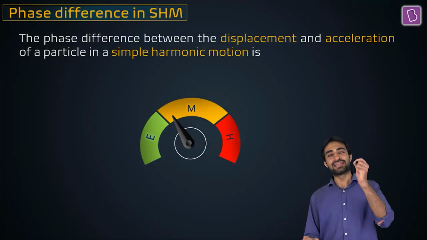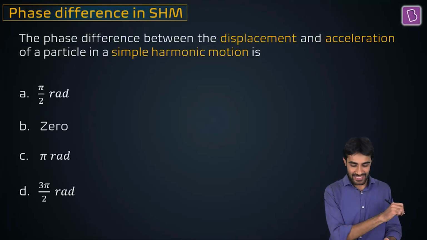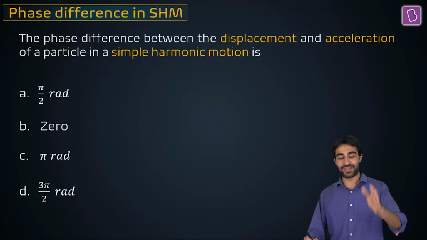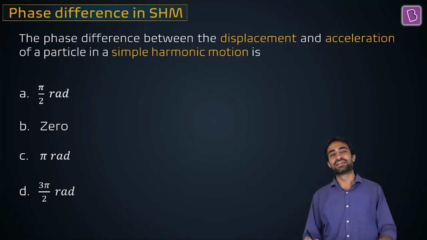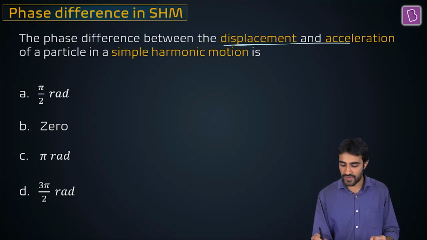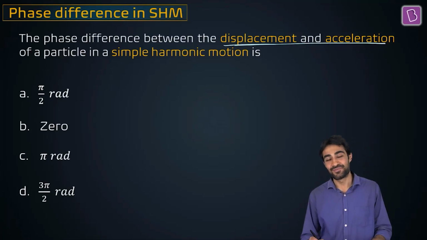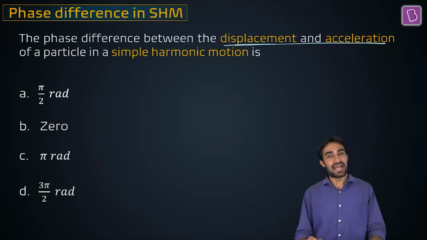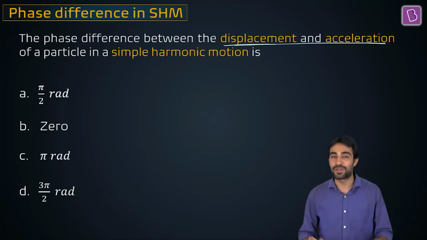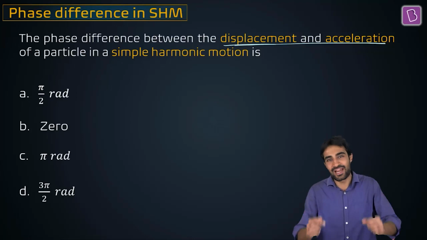Let's have a look at this question on simple harmonic motion. Question says, the phase difference between displacement and acceleration of a particle in SHM is. So some particle is performing SHM and we have to find the phase difference between displacement and acceleration. Well, what is the relation in SHM between displacement and acceleration? Tell me the relationship between displacement and acceleration, or acceleration and displacement. One and the same thing.